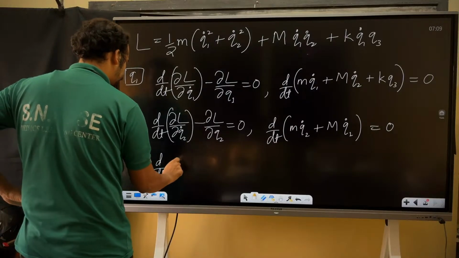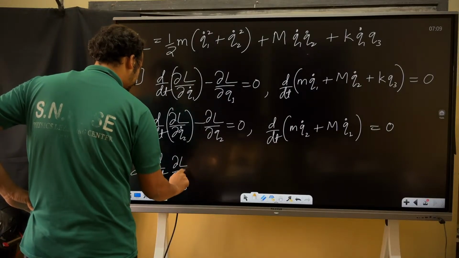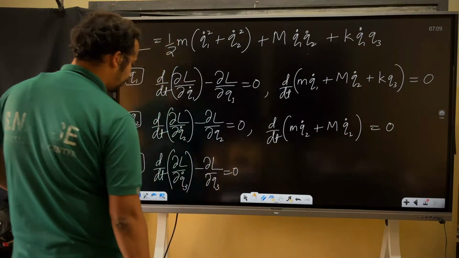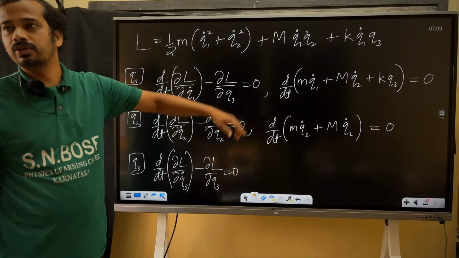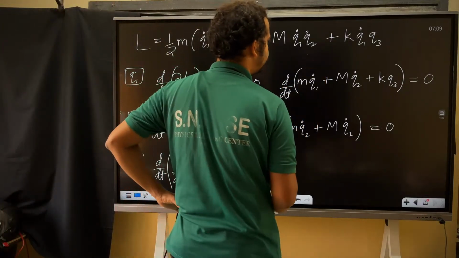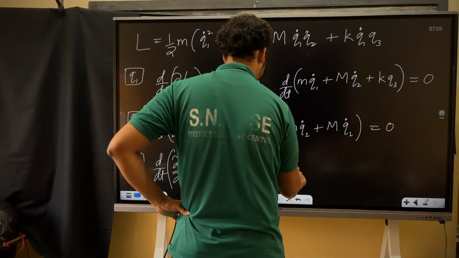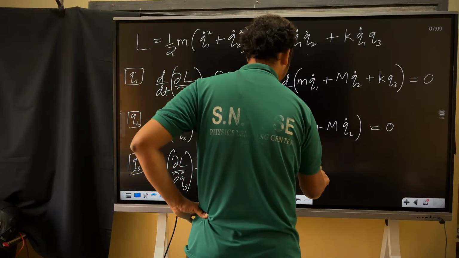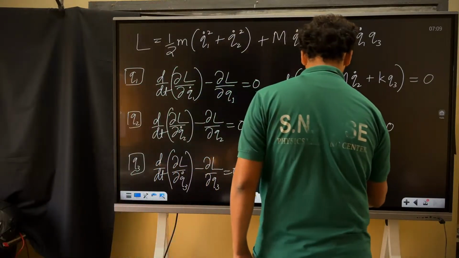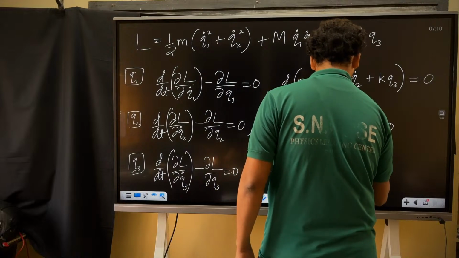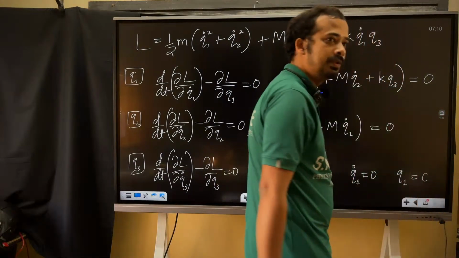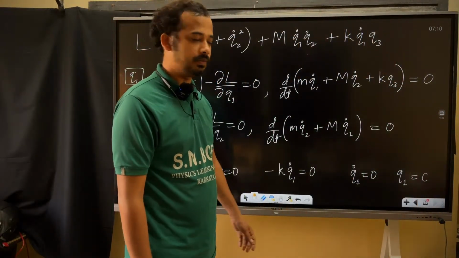d/dt of ∂L/∂q3-dot minus ∂L/∂q3 equals 0. ∂L/∂q3-dot, you don't have q3-dot at all. So minus ∂L/∂q3 equals 0. What is this one? Minus k q1 equals 0. You start from here. Q1 is equal to constant, constant with respect to time.